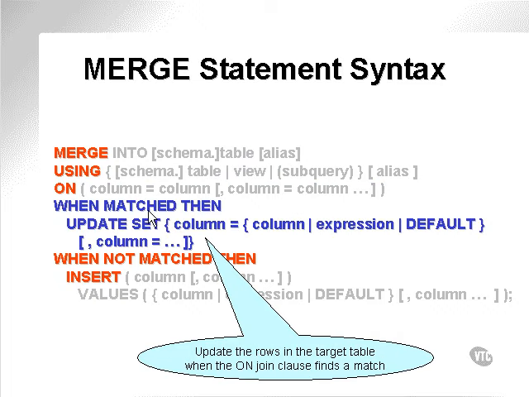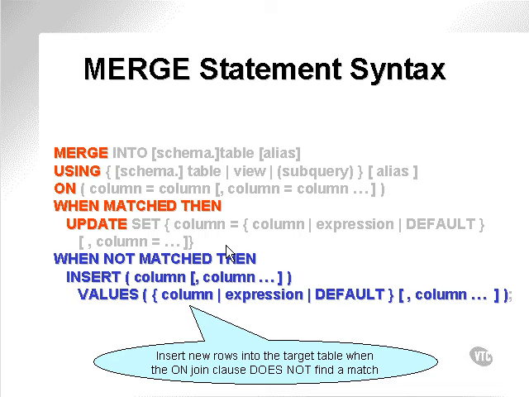When rows are matched between the into table and the using source table, we are going to update with a standard update set statement. When the join does not match the rows, it means we have new rows to insert into the target table, so we use a standard insert statement. Let's go and look at an example.